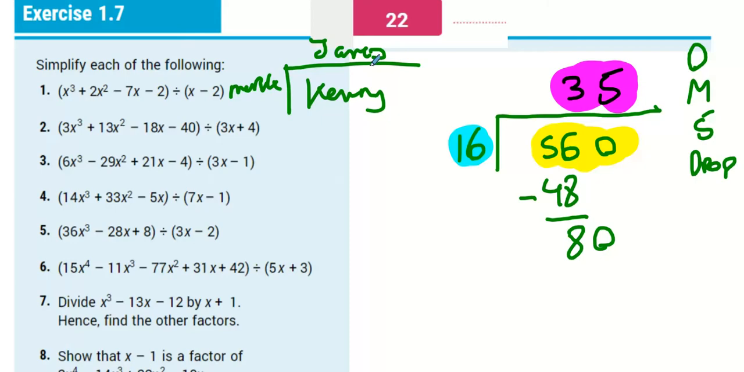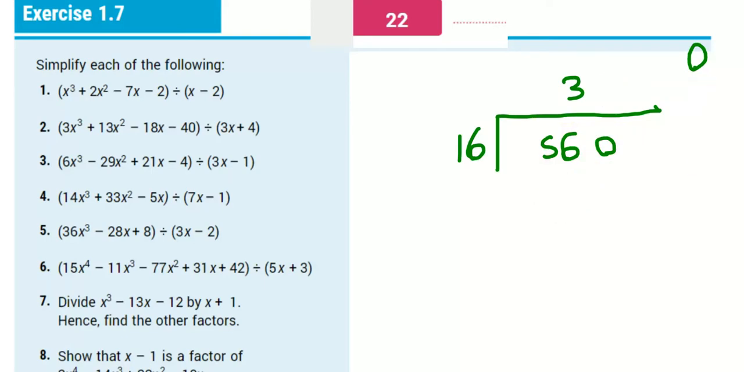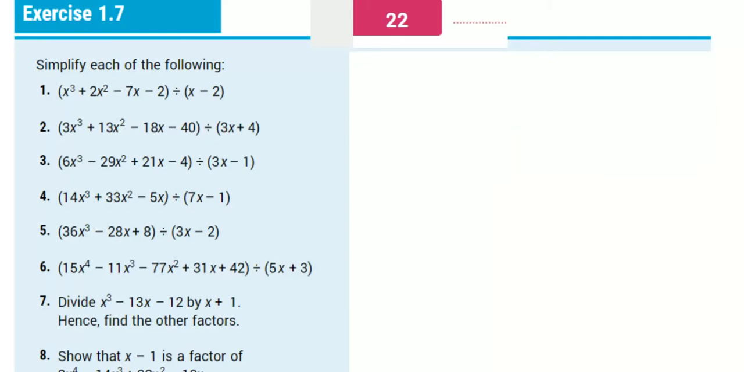Doesn't matter what's written there. That's the way it always is. The one to the left and the one on top, when you multiply them together, always give you the one underneath. Is that cool? So this brings me to what we're going to do here. I'm going to do question 5. And remember what I said earlier: DMS drop.